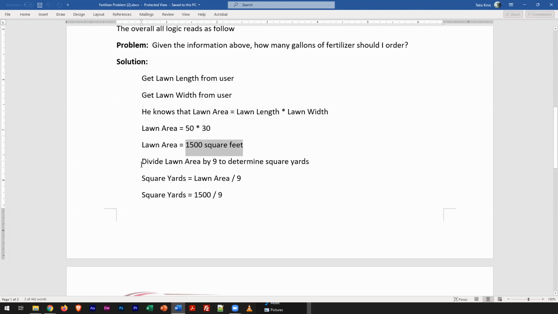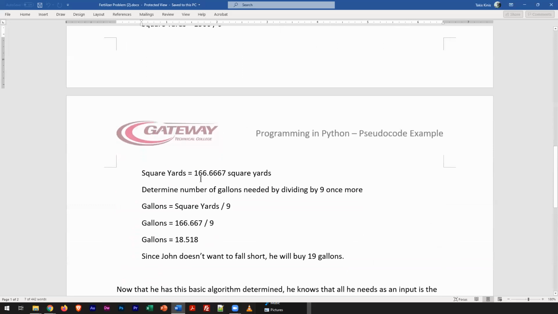And so what's the process for doing that? We divide the lawn area by 9 to determine that. So here's the equation for that. And you notice lawn area divided by 9. And then we plug the numbers in, and that yields 166 point whatever square yards.